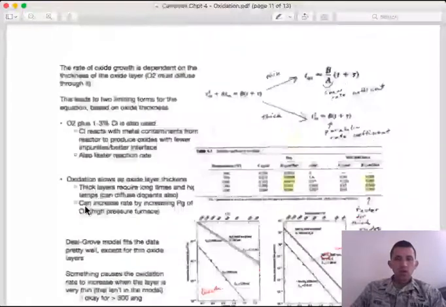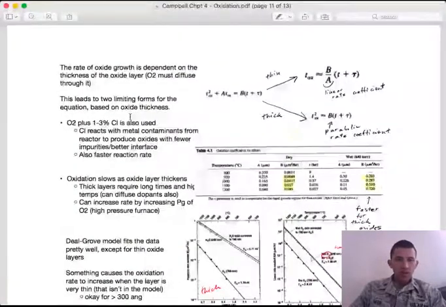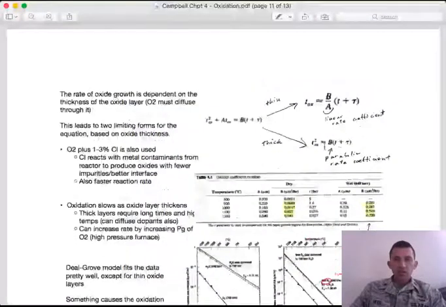Oh, one thing, I know I'm out of time, but one thing I want to say here at the end is with this tau. So why do we have this tau here? How should we think about this in terms of the Deal-Grove growth model?